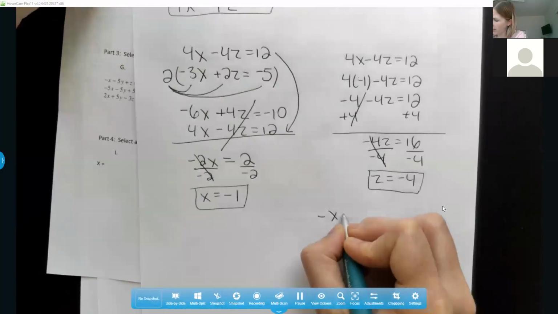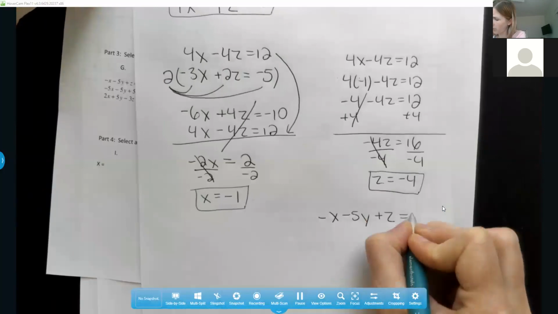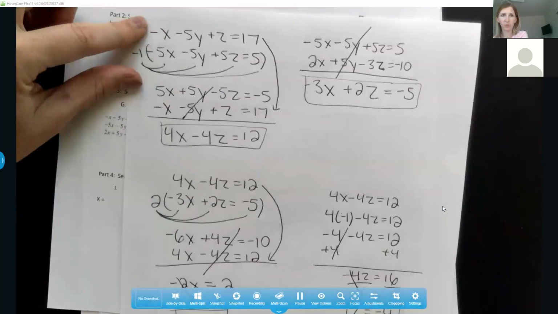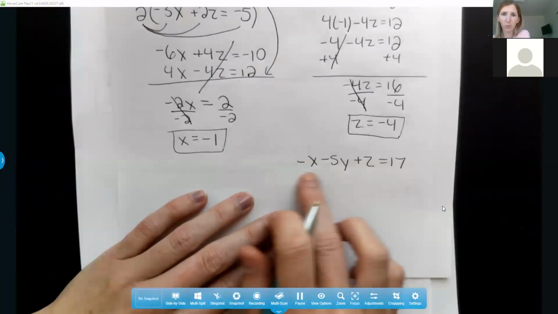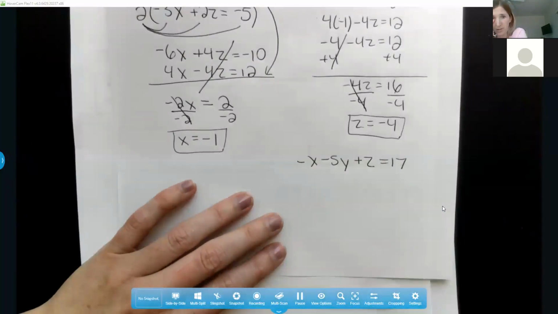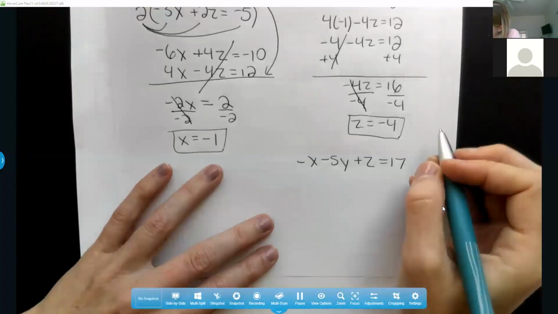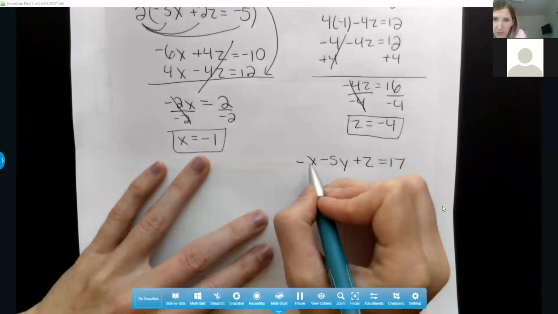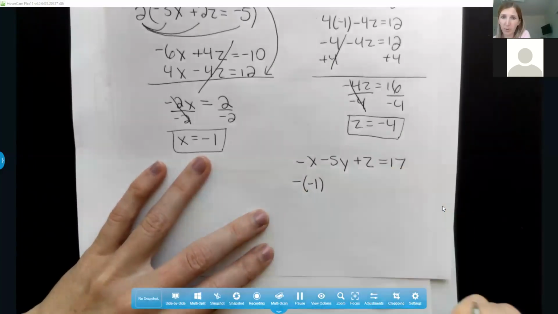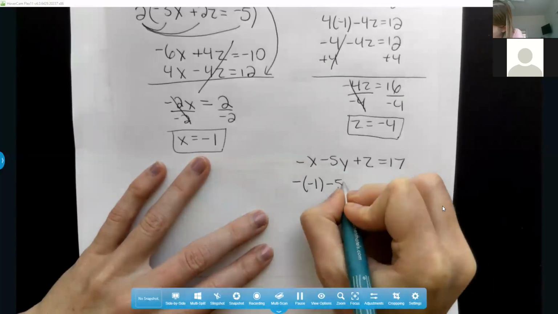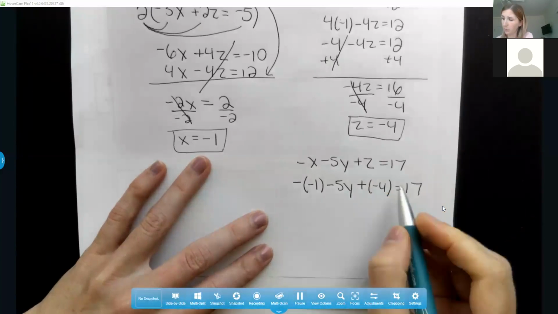So negative x minus 5y plus z equals 17. And that's just from the original problem, right? Right. All right, so what are we going to plug in here? What variables do we already have? We have negative 4 and negative 1. All right, so I'm going to plug in the negative 1 for the x. So just going to plug in negative 1 right there. Minus 5y plus a negative 4 equals 17.